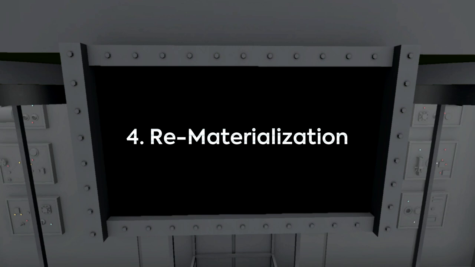4. Rematerialization. Rematerialization is the most dangerous part of TARDIS flight. A TARDIS has an automatic landing procedure for rematerialization, but it's advisable for the operator to use manual materialization, since even minor malfunctions in the automatic procedure could destroy the TARDIS by sending it outside the time spiral.